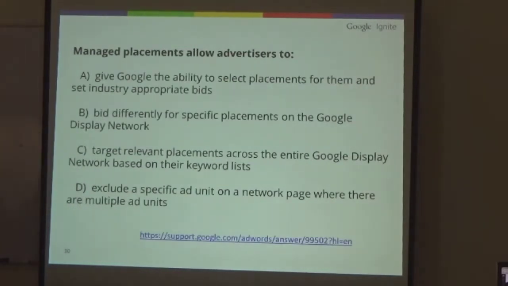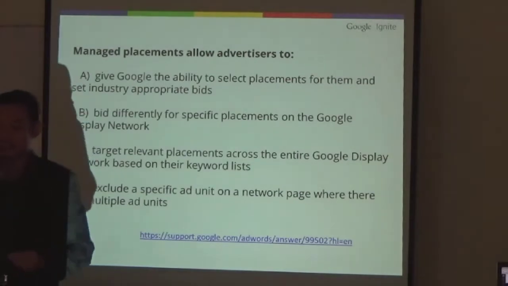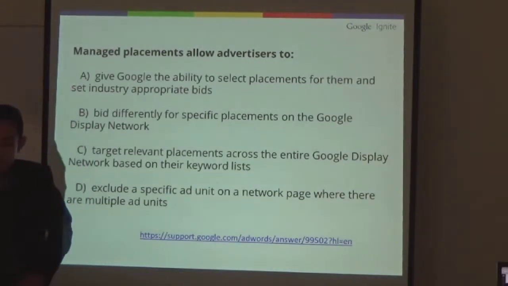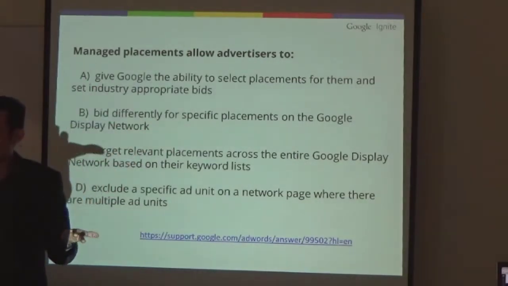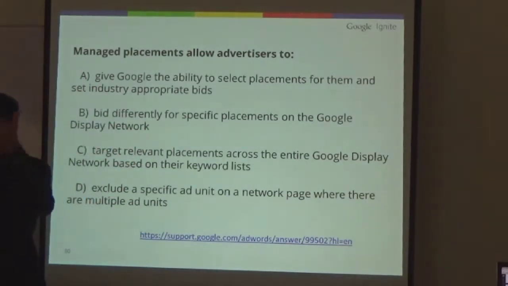Next question, managed placements. Allow advertisers to do what? A, ability to select placement for them and set industry appropriate bids. Does that? Now, what is managed placement? Placement is where you choose where you want to advertise. You do your research, you see this potential website, it has X amount of traffic, you want to put your ads there, video, image or text. So, is A true or false?